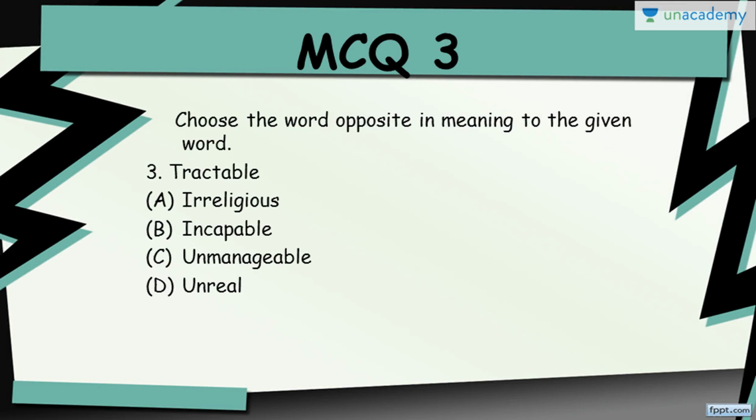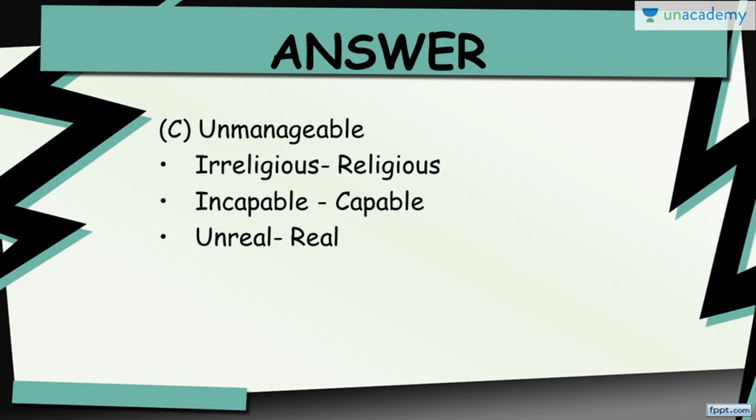The next MCQ, choose the word opposite in meaning to the given word. The word is tractable. So the options are A, irreligious, B, incapable, C, unmanageable, and D, unreal. So we'll find out what's the correct answer. You can take 10 seconds for it. The correct answer to the question is C, unmanageable.